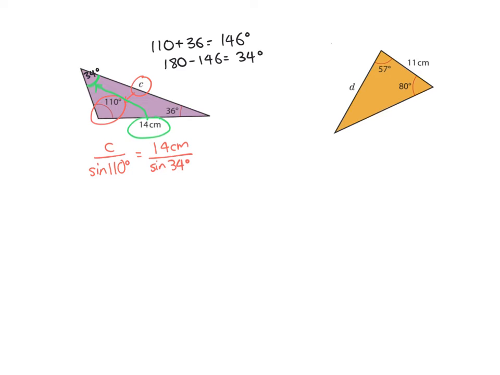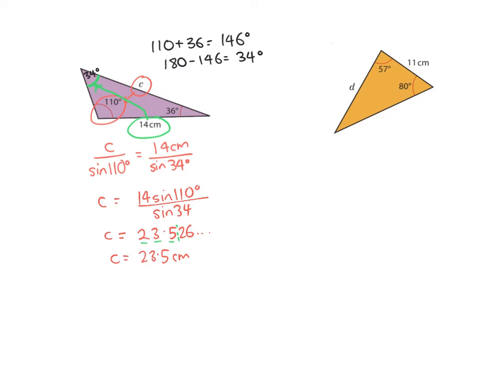So C has been divided by sine of 110 degrees. So if we times both sides by sine of 110 degrees, then we'll get C is equal to 14 times by sine 110 divided by sine of 34. And then you should get that C is equal to 23.526, and it goes on and on and on. So round that to three significant figures. So 1, 2, 3 is a 2 after the 5. So it's just going to become 23.5 centimeters.